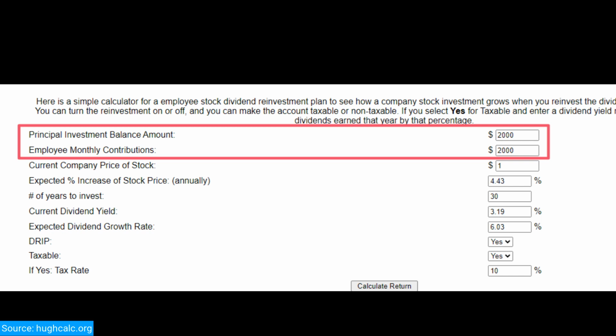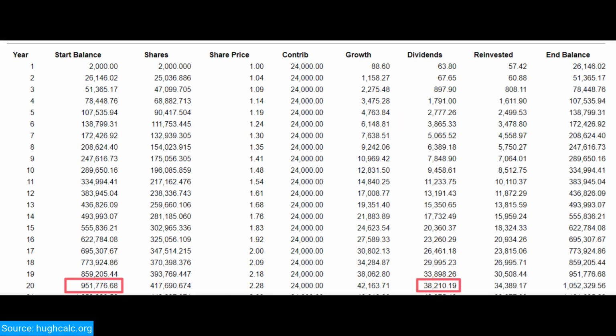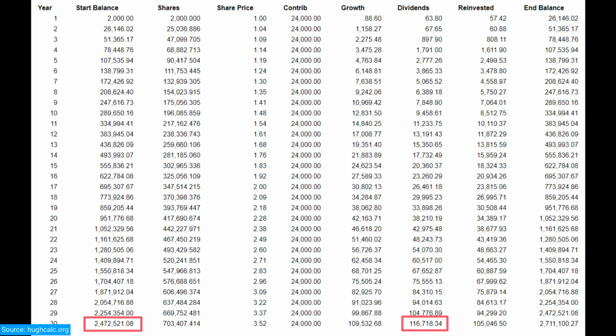Then finally, let's see what happens when we save or earn a little bit more and invest $2,000 monthly. At the end of the 20-year period, you will have a $951,000 portfolio and $38,000 yearly in dividends. And on the 30th year, your portfolio size will grow to $2,472,000 with a huge $116,000 yearly dividend. This goes to show you what just a few extra years in the market can do to your returns and cash flow.